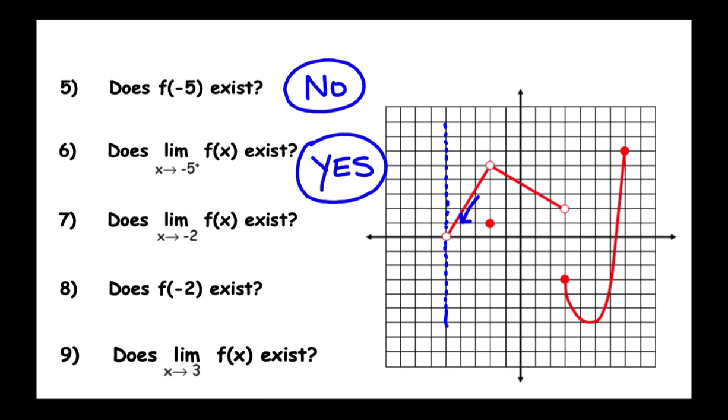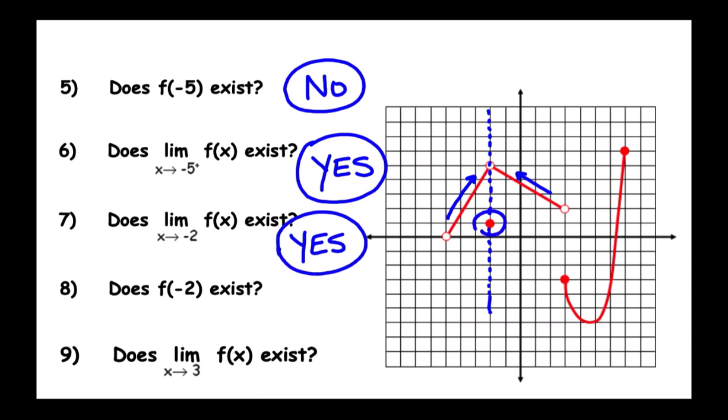All right, number 7. Does the limit of f of x exist as x approaches negative 2? Let's move my blue line over at negative 2. As you approach that, does the limit exist? Well, if you head towards negative 2 from the left, you're approaching a height of 5, even though there's an open circle. As you approach negative 2 from the right, you're also heading towards a 5. So yes, there is a limit. The limit is 5, even though they didn't want that.